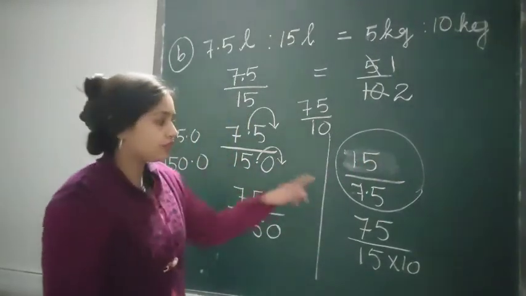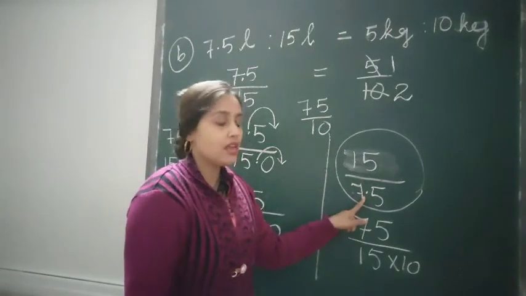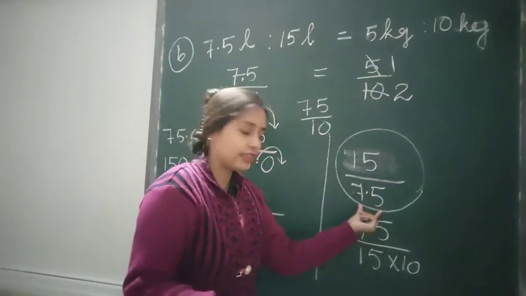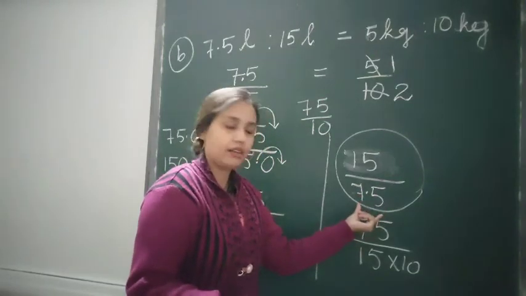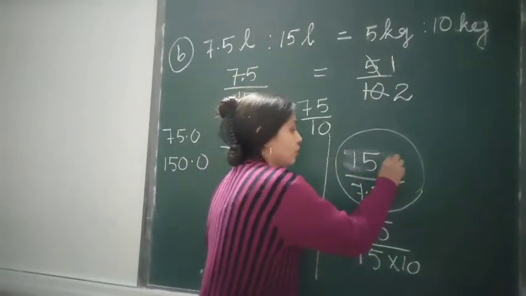Now you need to remove this decimal, children, right? Again it's a one place decimal. That means again 10 will come, right? So we write 10 here. 75 by 10, okay, and it goes to the numerator.